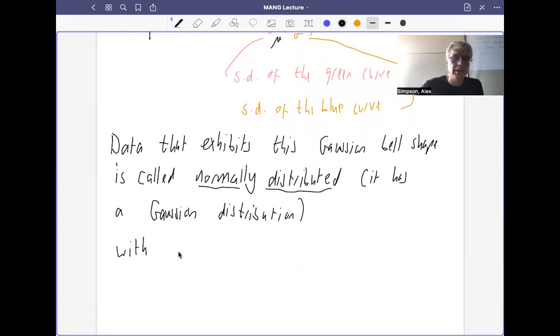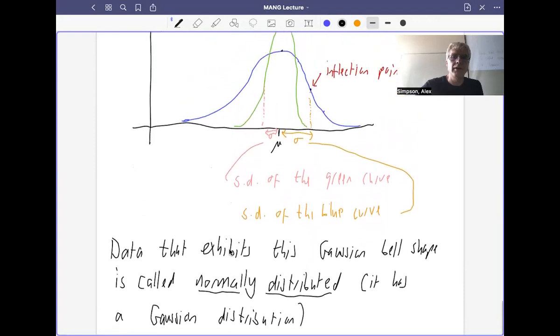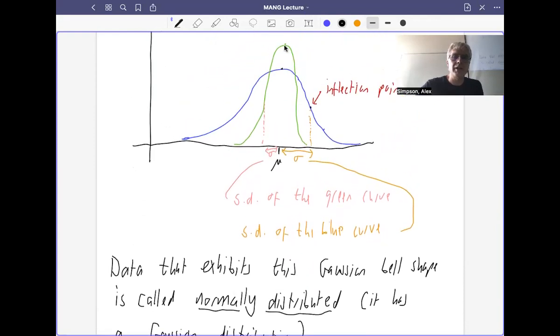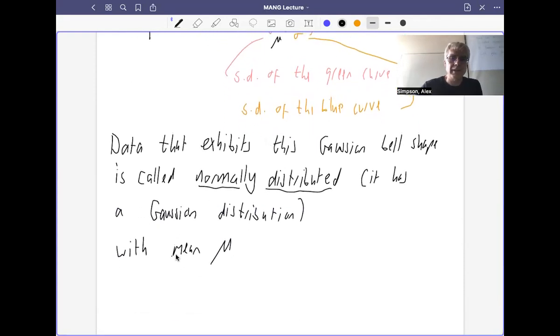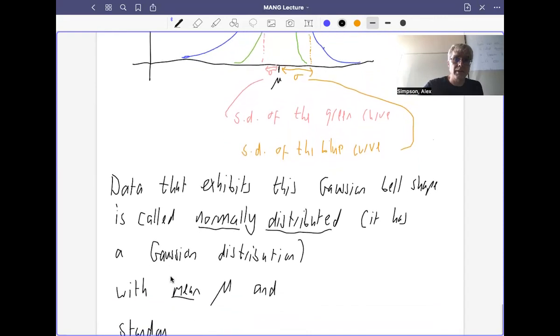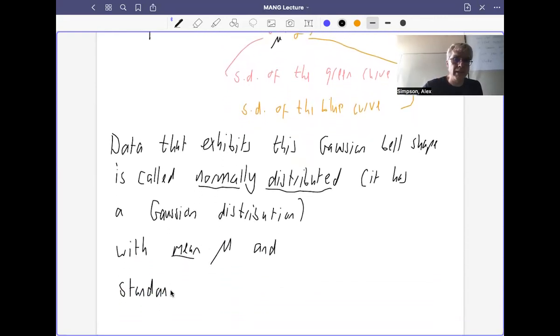And the mean is, as we saw, the value at which the bell-shaped curve takes its maximum. So that's the mean. We've seen the formula for the mean. And the other value, the distance from the mean to the point of inflection, is called the standard deviation, sigma.